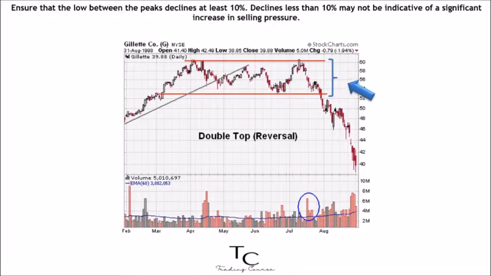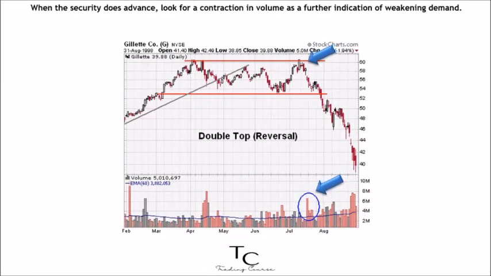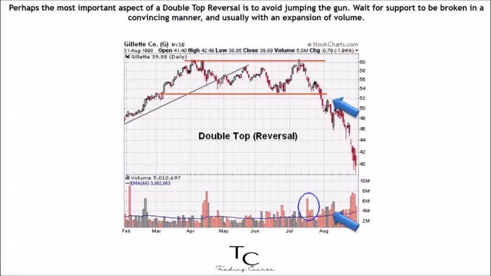Ensure that the low between the peaks declines at least 10%. Declines less than 10% may not be indicative of a significant increase in selling pressure. After the decline, analyze the trough for clues on the strength of demand. If the trough drags on a bit and has trouble moving back up, demand could be drying up. When the security does advance, look for a contraction in volume as a further indication of weakening demand.